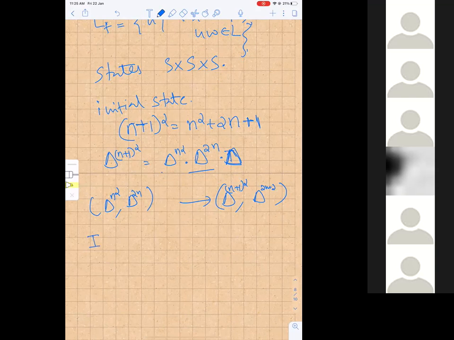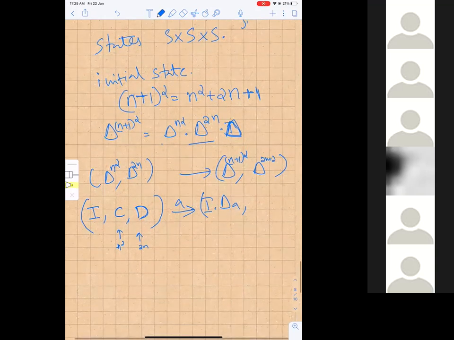Initially, I'll start with identity matrix and then delta, and this is delta square. And from here, on reading a, let me call the components M, C, D. This one keeps track of n square, and this is what is keeping track of 2n.